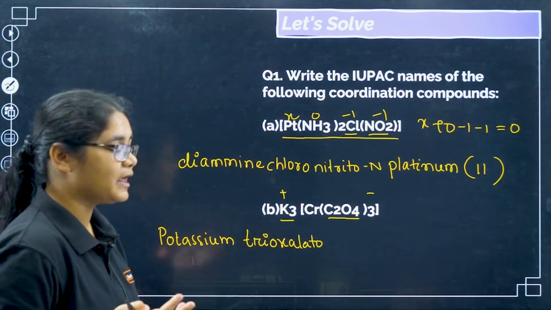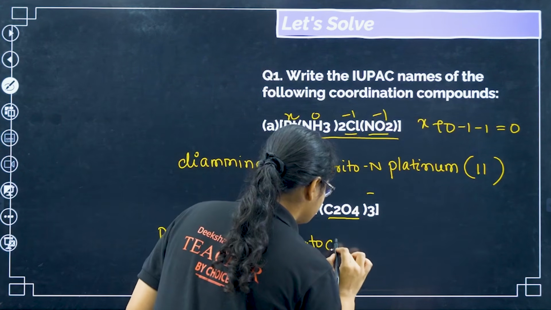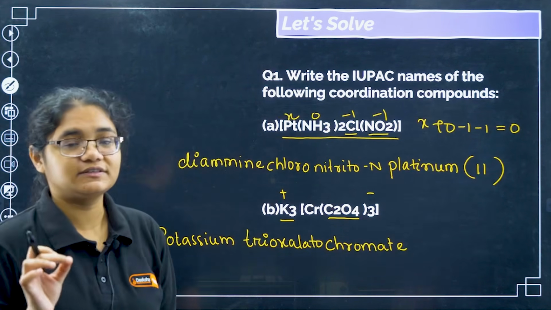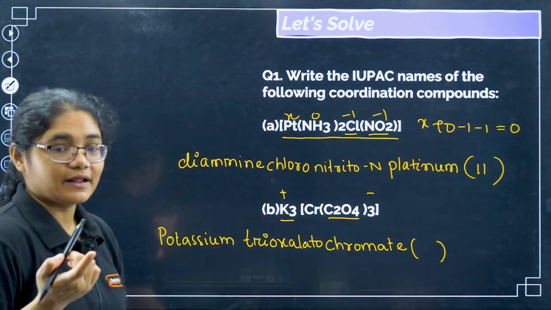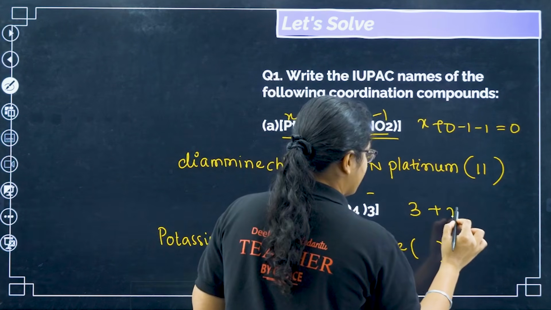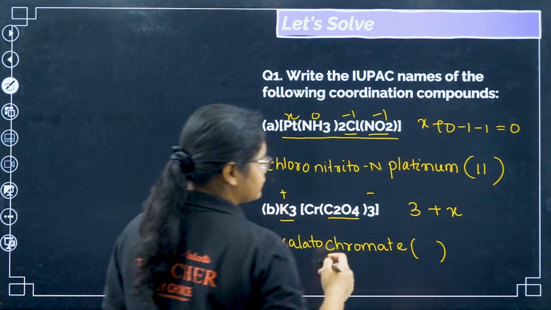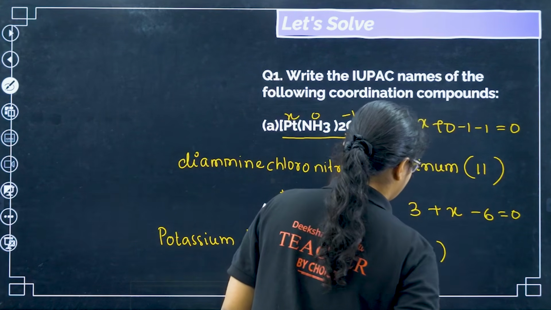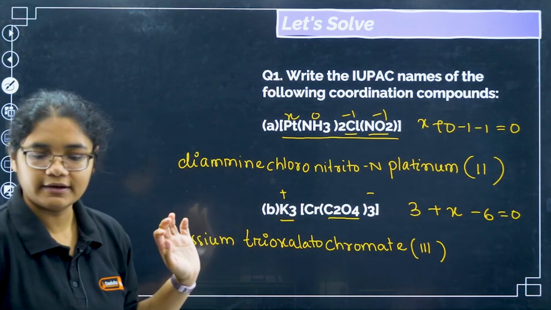In the anion part, the name of the metal should end with ate. The name of the metal is chromium, so it will become chromate. Lastly, I have to write the oxidation state of the metal. The potassium is +1, there are 3 potassium, so +3. Chromium I have to find out, so it is X. What is the charge of C2O4? Minus 2. There are 3, so 3 into minus 2 is minus 6, and the sum is equal to 0. So X will be +3, and it can be written like this: potassium trioxalatochromate(III). Clear?